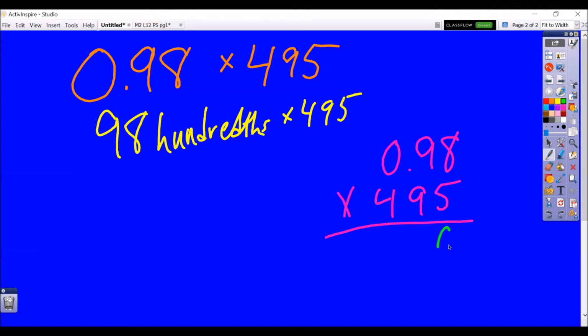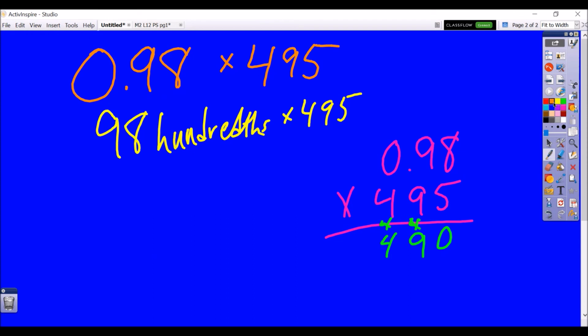5 times 8 is 40. 5 times 9 is 45 plus 4 is 49. 5 times 4 is 20, plus 4 more is 24. Great job. Let's go ahead and move on.